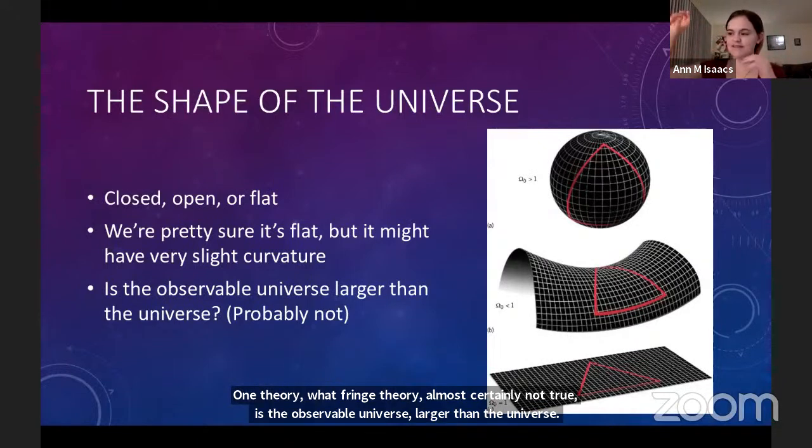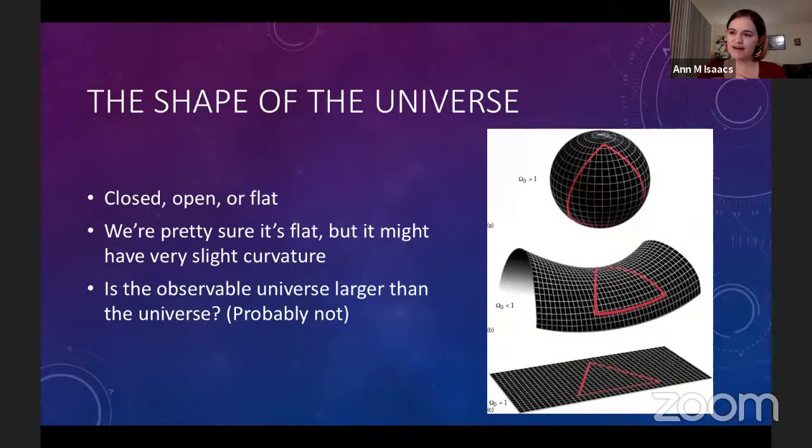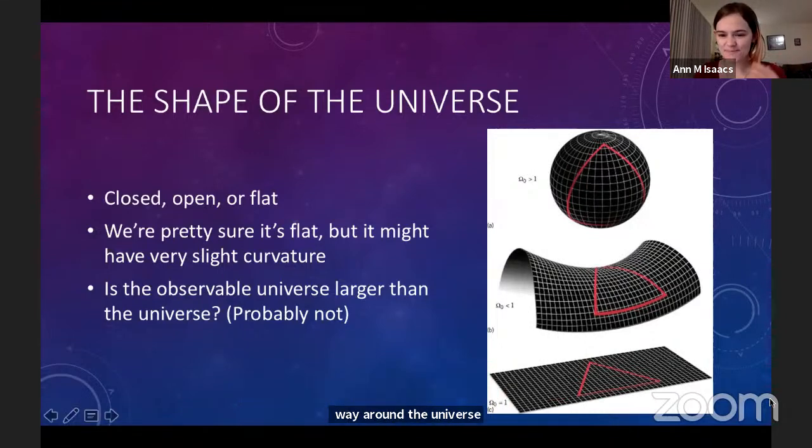But the distant galaxy's light has traveled all the way around the universe to get back to us. So the idea is that the galaxies very close to us are actually the evolved versions of very distant galaxies. And so we end up with this weird loop of light. We're actually pretty sure that our universe isn't closed, so this almost certainly isn't true, but it's kind of a fun thing to think about.